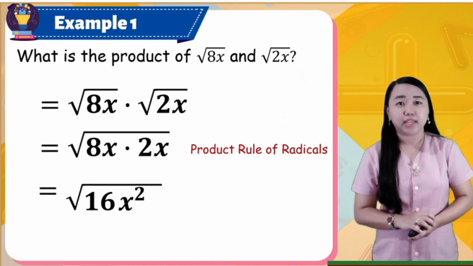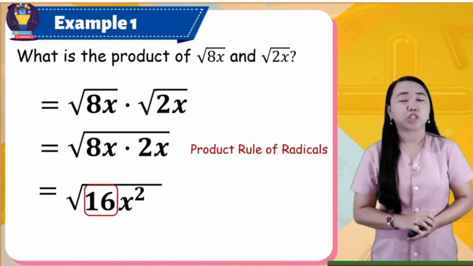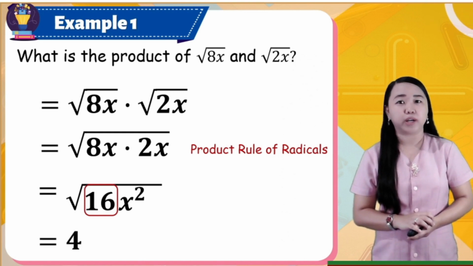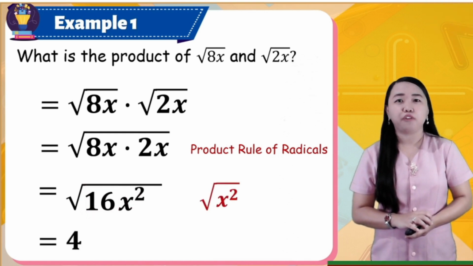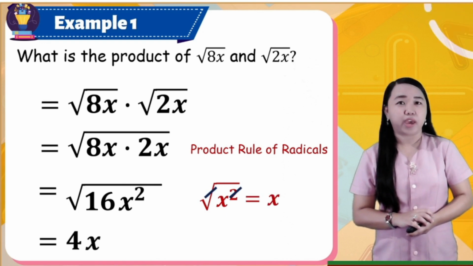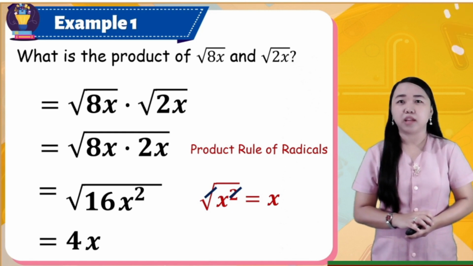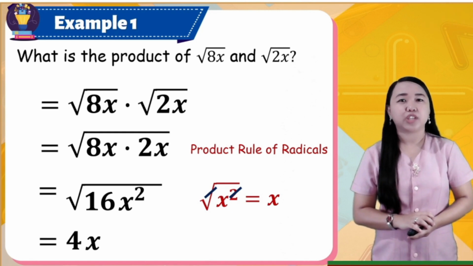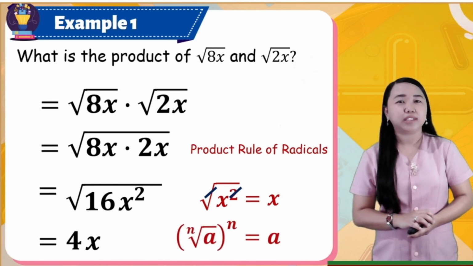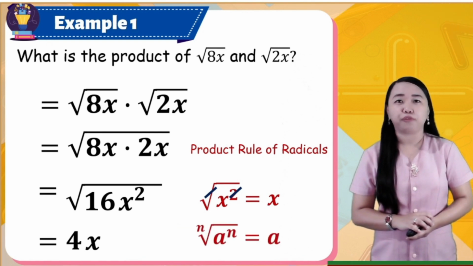This is not yet in simplest form because we could still extract the root. The square root of 16 is 4 and the square root of x squared is x. Remember that square and square root are inverses of each other. Therefore, the answer is 4x. In general, the nth root of a raised to n is equal to a.